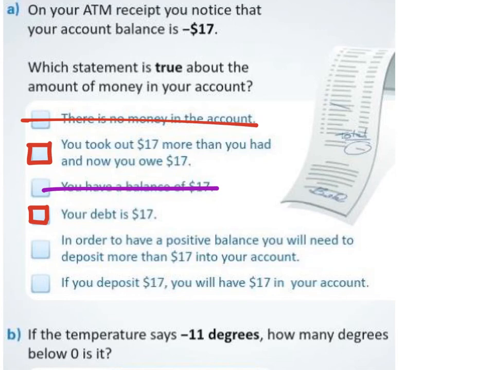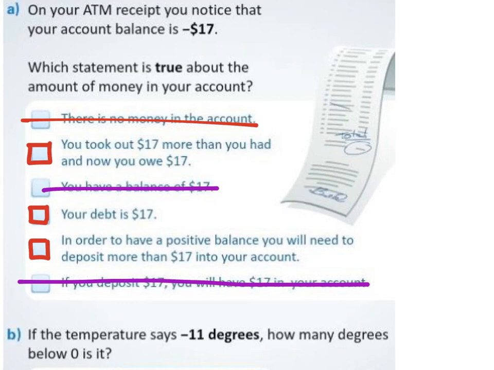In order to have a positive balance, you will need to deposit more than $17 into your account. Yeah, if you deposited more than $17 in your account now, then your account balance would be in the positives. So yeah, that'd be true. If you deposit 17 bucks, you will have $17 in your account. Nope, that's false. Because if you deposit right now $17 in your account, you're going to have $0. Because the bank's going to take that immediately. Probably make you pay a fee of some type as well.